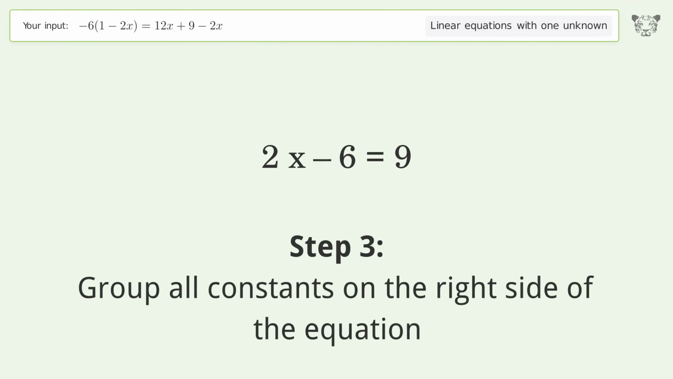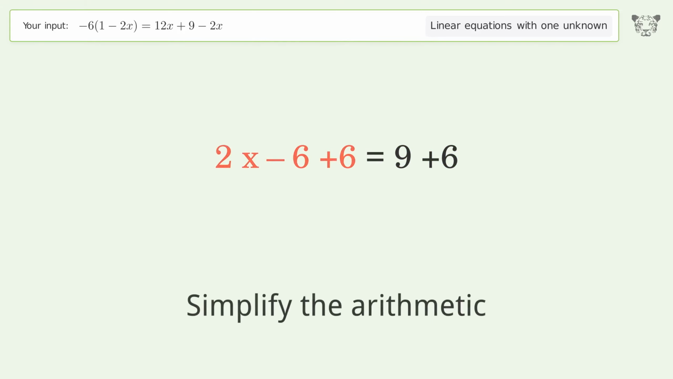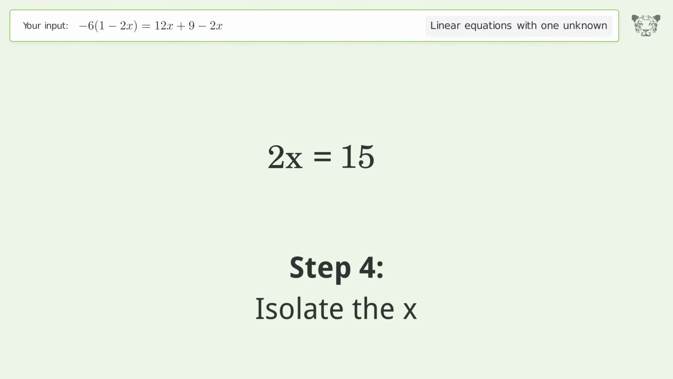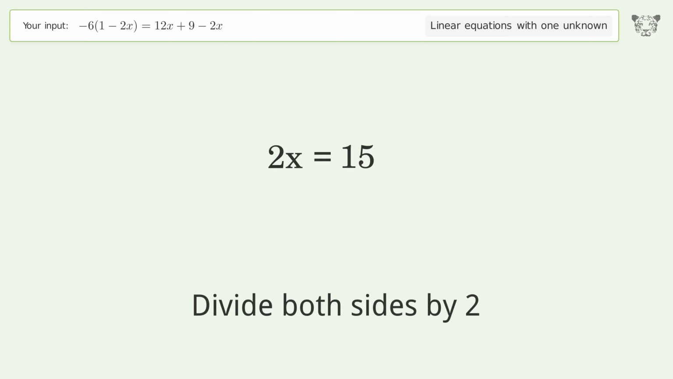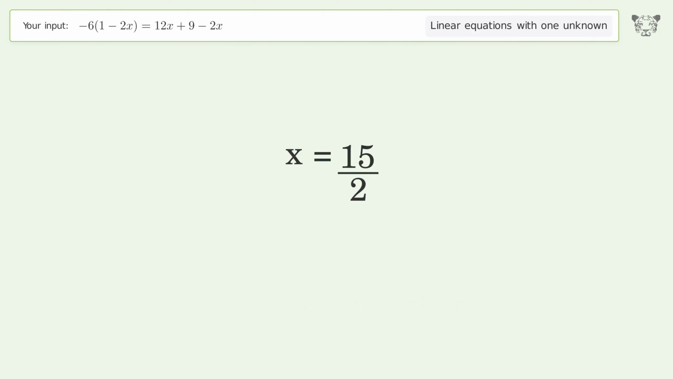Group all constants on the right side of the equation. Add 6 to both sides. Simplify the arithmetic. Isolate the x. Divide both sides by 2. Simplify the fraction. And so the final result is x equals 15/2.